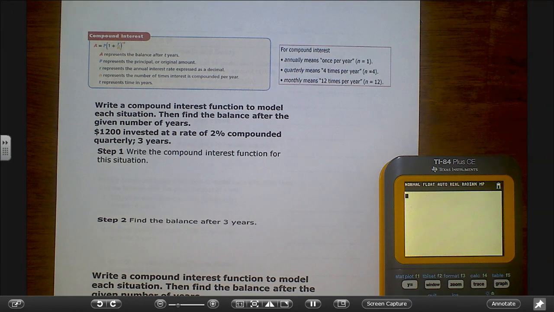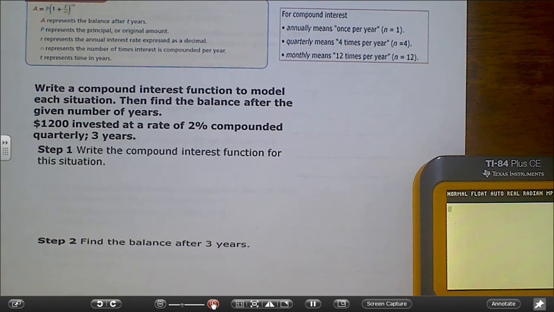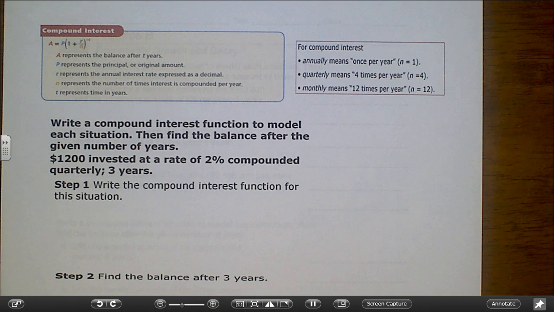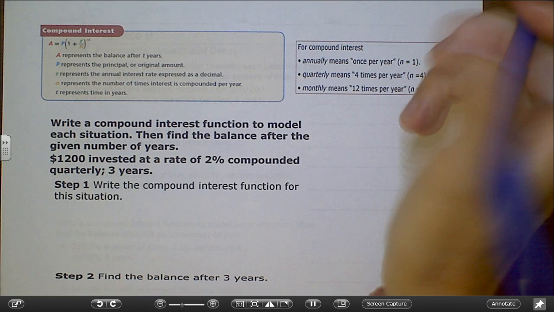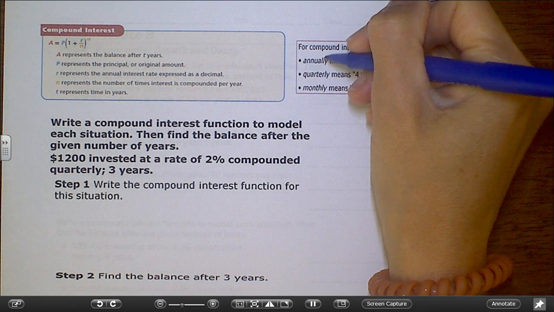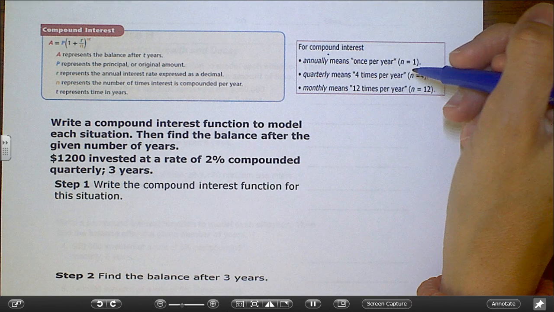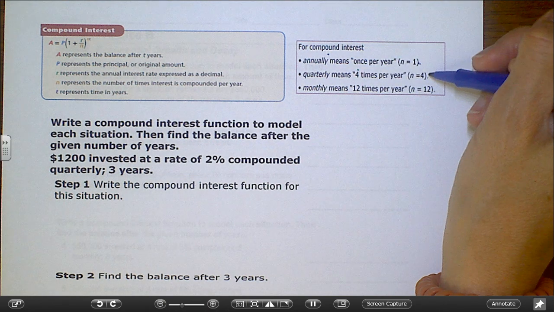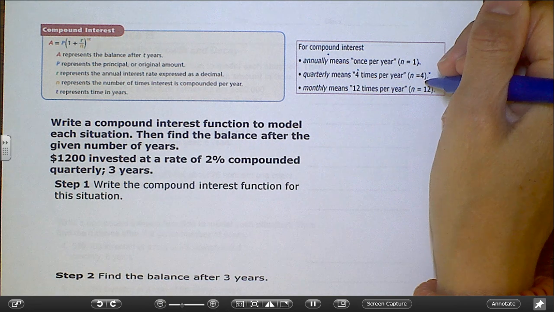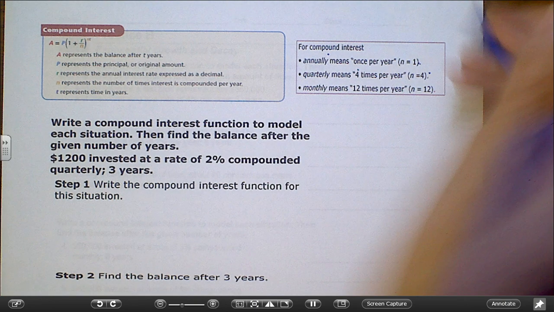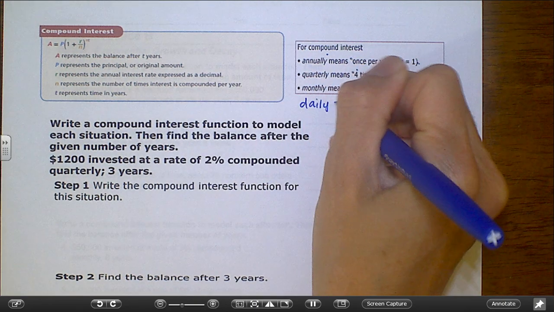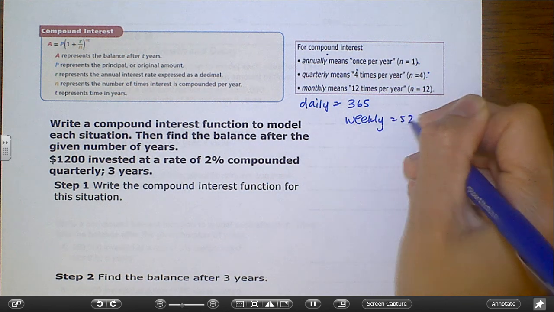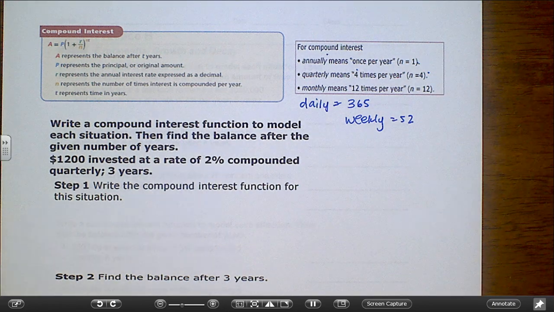Okay, last thing on here is something called compound interest. To compound means to apply the interest over and over again. So compounding how many times? Well, you could compound annually, which means once per year, so your number of times compounded would be 1. Quarterly, which is 4 times a year, so your number of times compounded, or your n, would equal 4. If it's monthly, it would be 12. If it's daily, which is sometimes, it would be 365, right? If it's weekly, it would be 52. So the n is the number of times in a year that this happens.